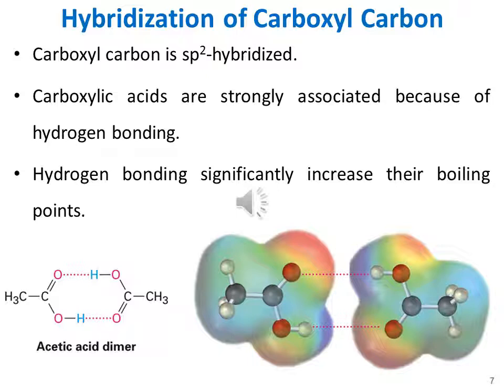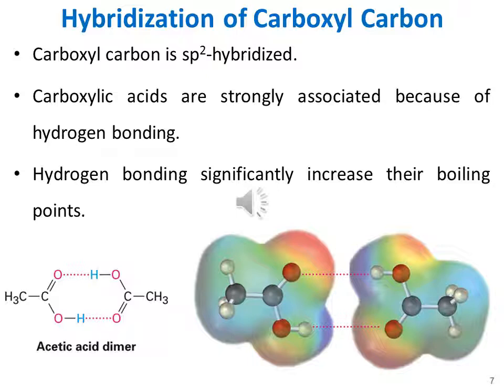Because of this partial positive charge on the hydrogen atom of the hydroxyl group and partial negative charge on the carbonyl oxygen, carboxylic acids are strongly associated with each other through hydrogen bonding, as I have shown for two molecules of acetic acid. So the molecules of acetic acid usually exist in the form of a dimer unless they are diluted, present in very low concentration. Obviously this low concentration will have an effect on the hydrogen bonding, which is beyond the scope of this lecture.